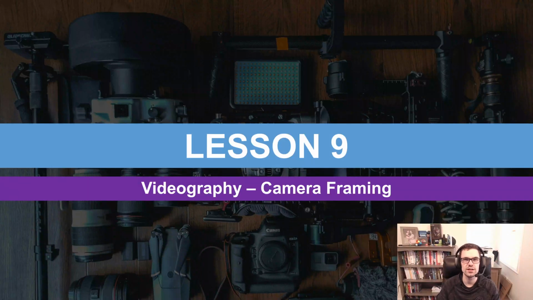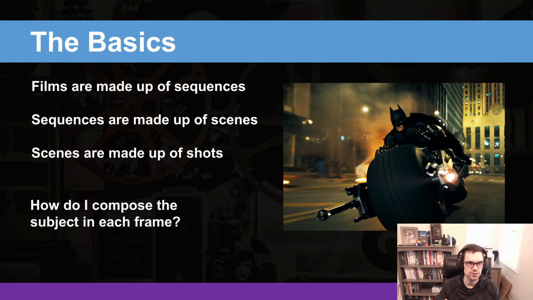My name is Dave and today we're talking about camera framing in videography. So first let's go back to the basics, which is the statement I keep saying in every single one of these videos: films are made up of sequences, sequences are made up of scenes, and scenes are made up of shots. And if you remember correctly, we said this in the last video, big sequences can be broken down into small scenes, and those can be broken down into shots. And we're covering what all that means in these couple episodes here.